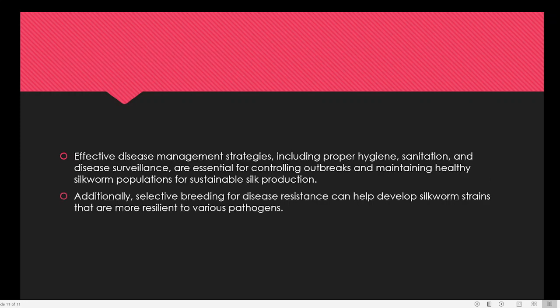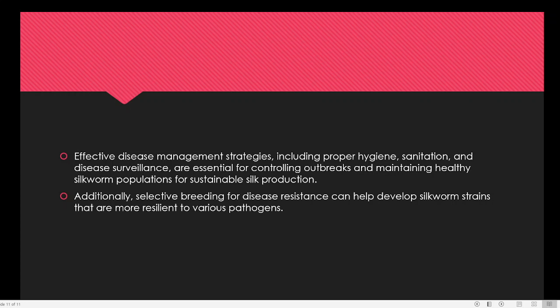silkworm. Now coming to the management part, here you can see that it is mainly proper hygiene and sanitation, then proper surveillance and continuous monitoring are essential for controlling the outbreak as well as maintaining a healthy silkworm population for sustainable silk production. That means if silkworm diseases are affecting our silkworm rearing, that will be significantly affecting our income and our investment also. If we cannot produce enough amount of silk from that silkworm, that will lead to the death of the silkworm and loss of our money.